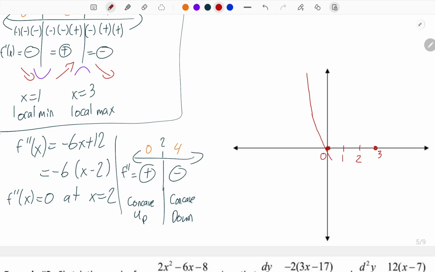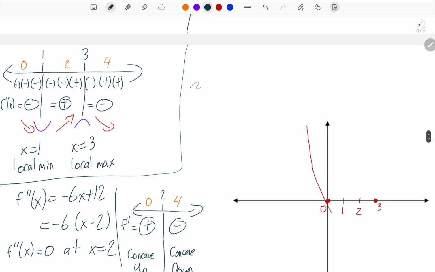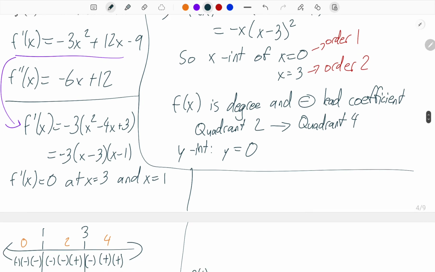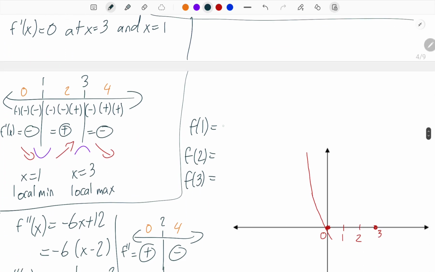And in fact, you know what's best? Is to figure out the coordinates of those local minimums and maximums. So let's do that here to the side. So f of 1, f of 3. Well, I'm also going to do the inflection point. So I should have done this at the start, but let's do that now. So f of 1 is going to be negative 1 plus 6 minus 9, which is going to be negative 4. f of 2, plugging in 2, you're going to get negative 2. And f of 3, well, that was one of our intercepts, so it's just 0.